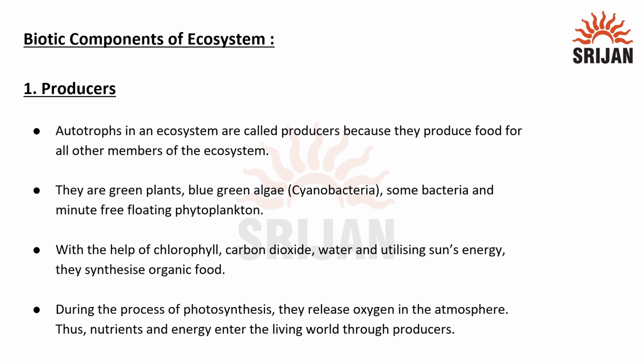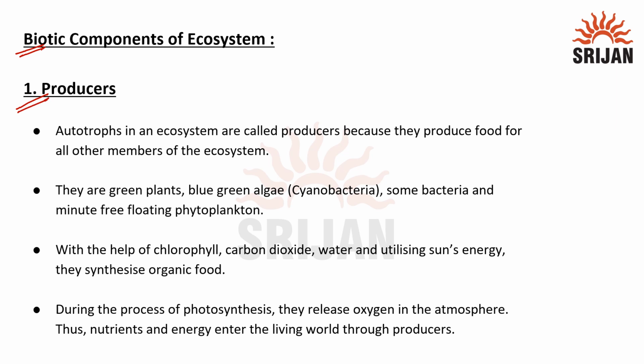Biotic component of ecosystem. The word biotic means living, so we are going to talk about the living components of the ecosystem, which are divided into three types, that is producers, consumers and decomposers. First, let's take a look at the producers.